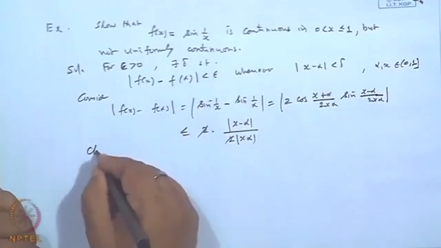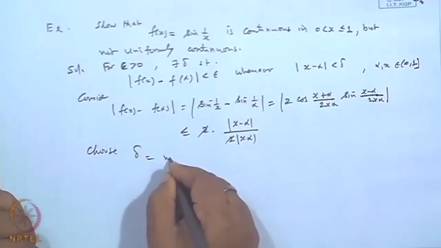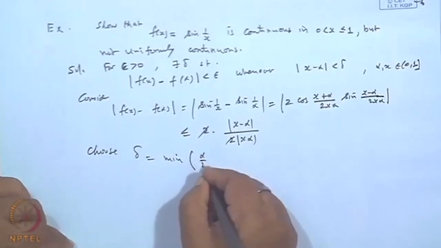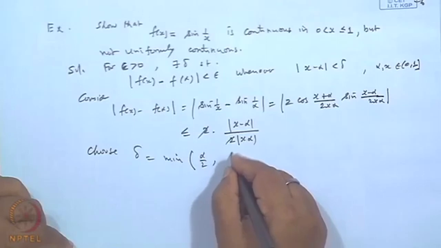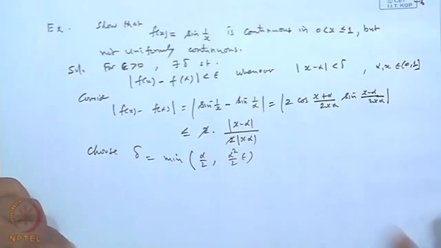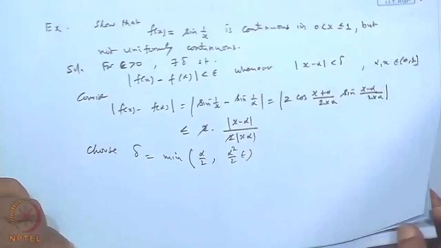So, let us choose the delta as the minimum of alpha by 2 and alpha square by 2 epsilon. We will see why it is done. The reason we come to know why we have taken this.